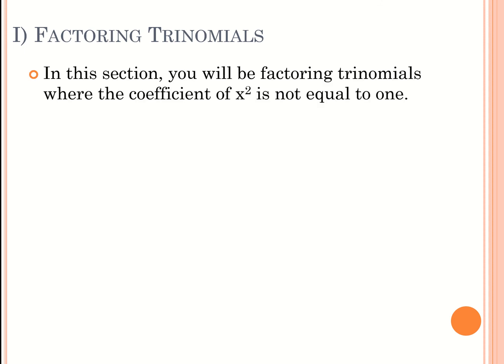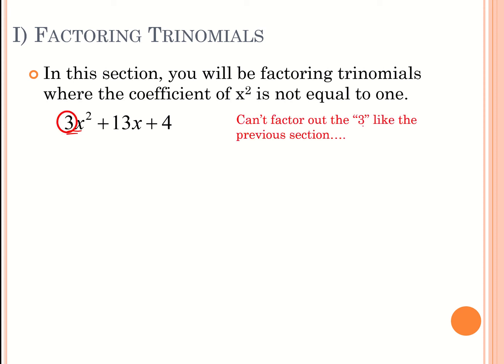Okay, in this section you'll be factoring trinomials where the coefficient of x squared is not equal to 1. Here's what I mean. You see how usually this number is 1 and it makes it easy to factor. From now on, they're not going to be equal to 1 anymore. You can have a number in front, okay? It could be 2, 3, or a fraction, or decimal, it doesn't matter, okay? And you're going to learn how to factor these, okay? So you can't factor it like what you learned before.